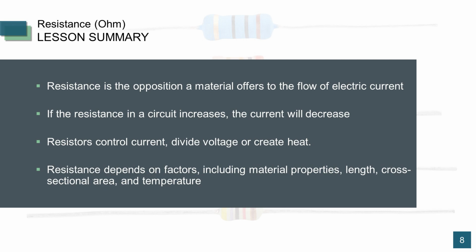Resistors designed to generate resistance can control current, divide voltage, or create heat. Several factors influence resistance, including the length of a conductor, cross-sectional area, material, and temperature. Analyzing resistance through Ohm's law helps pinpoint faulty components, allowing technicians to ensure proper repairs. By understanding how resistance works and its influencing factors, technicians can effectively troubleshoot electrical issues, ensure optimal vehicle operation, and prioritize safety during maintenance procedures.